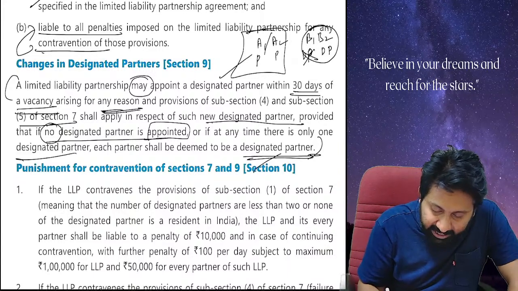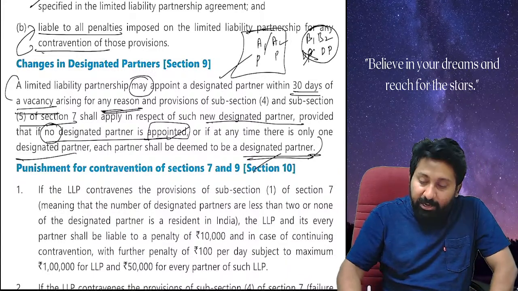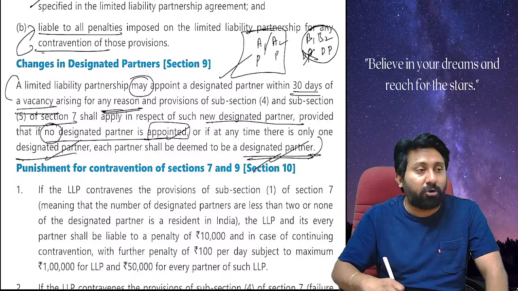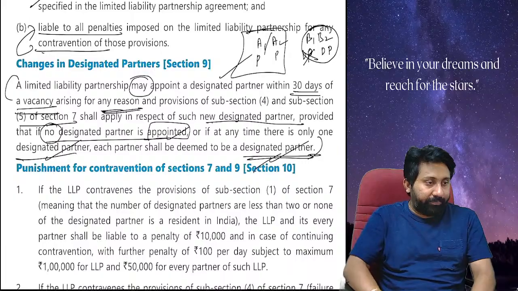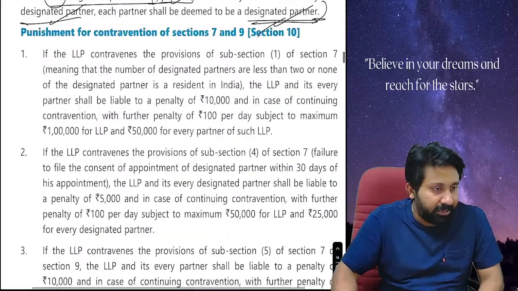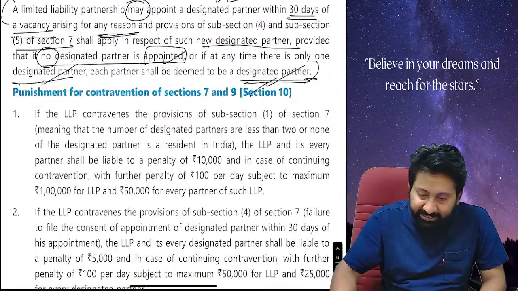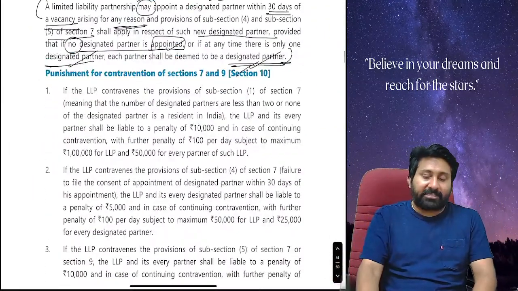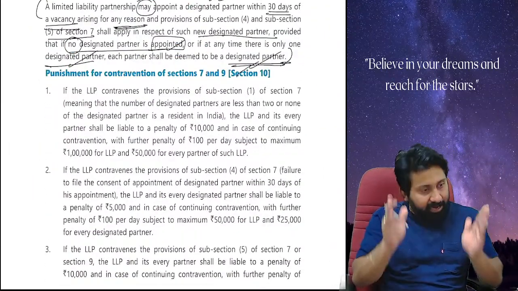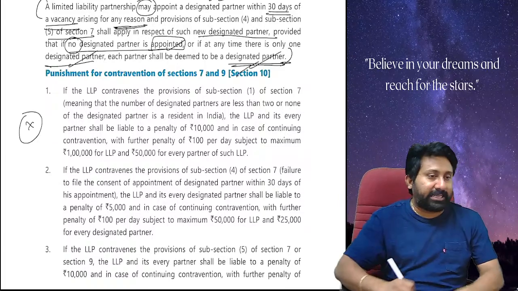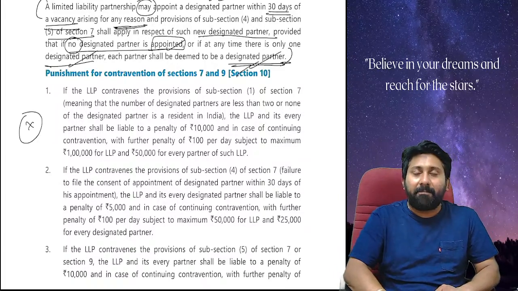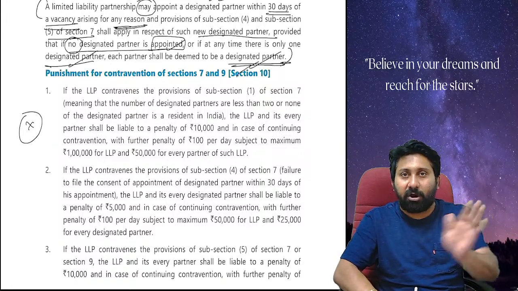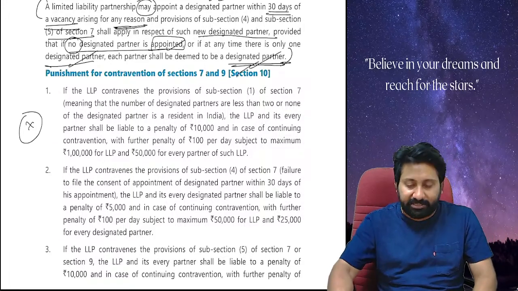If no designated partner is appointed, or if at any time there is only one designated partner, each partner shall be deemed to be a designated partner. Okay. Next. Punishment for contravention of section 7 and 9. Section 7 we didn't discuss, 9. The penalty sections, I always tell you to prepare a table and write down the penalties. Nothing is there to discuss. Even in the Companies Act, I don't discuss them. In the Companies Act, what I will tell is, refer to the penalty chart. Penalties are for your remembrance, not relating to the concept or any analysis inside it.